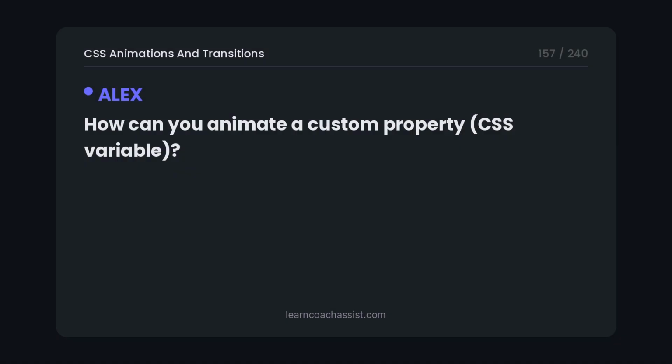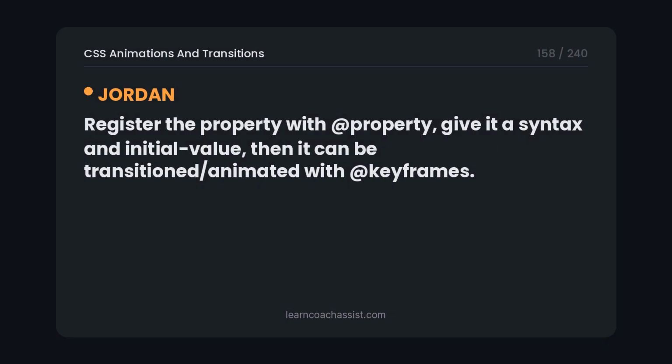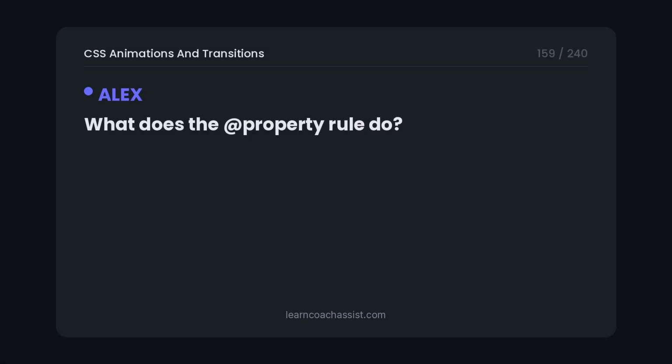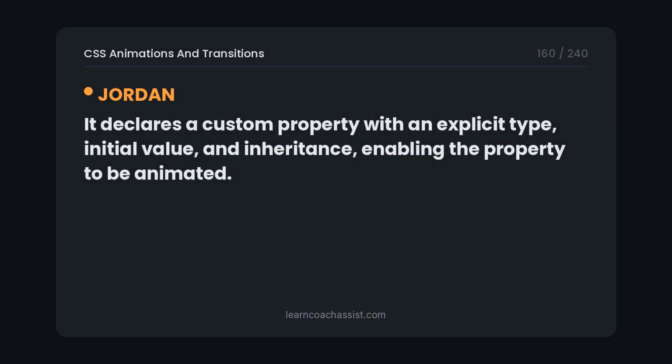How can you animate a custom property, a CSS variable? Register the property with @property, give it a syntax and initial value, then it can be transitioned or animated with @keyframes. What does the @property rule do? It declares a custom property with an explicit type, initial value, and inheritance, enabling the property to be animated.